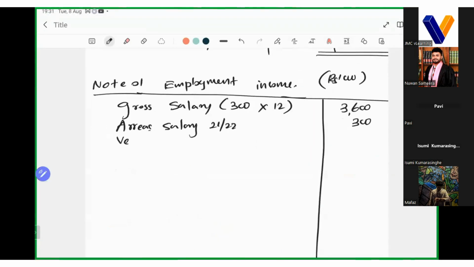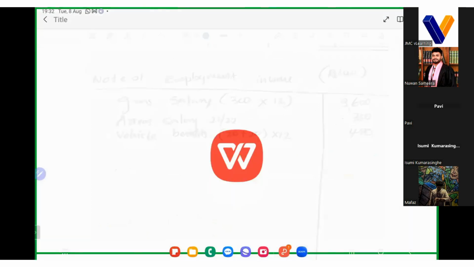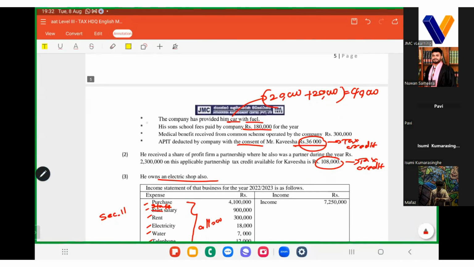So vehicle benefit. Here 20 plus 20 into 12, then 480. Yes. Then here, how we can do this adjustment, right?